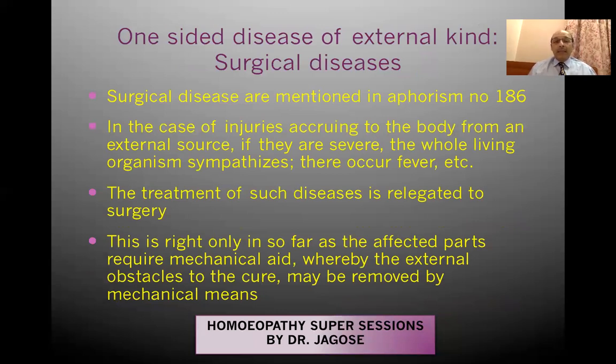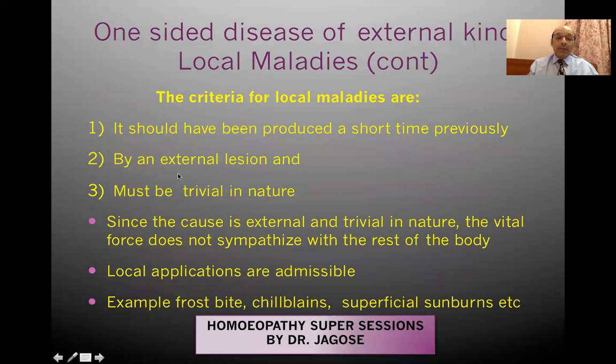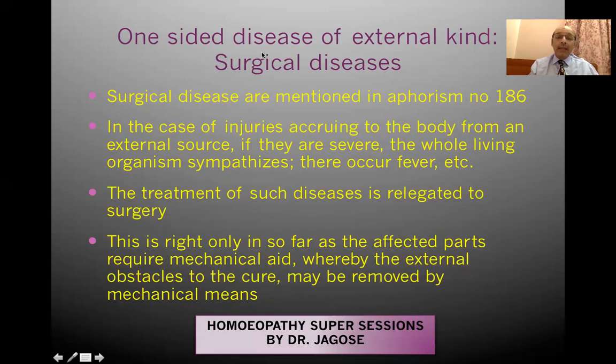Furthermore, Dr. Hahnemann says something about surgical disease. It is mentioned in aphorism number 186. In the case of injuries occurring to the body from an external source, if they are severe, the whole living organism sympathizes. There occurs fever, etc. So he says that for a local malady, the cause is external, trivial in nature, and of short time previously. And then he further says that those diseases which require surgery are, number one, injuries occurring from an external source. And most important is that the whole living organism, or the vital force, sympathizes with the body, and there occurs fever, etc.